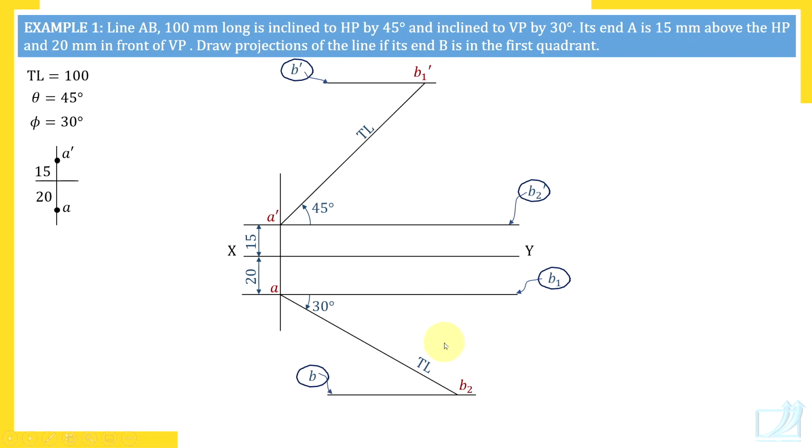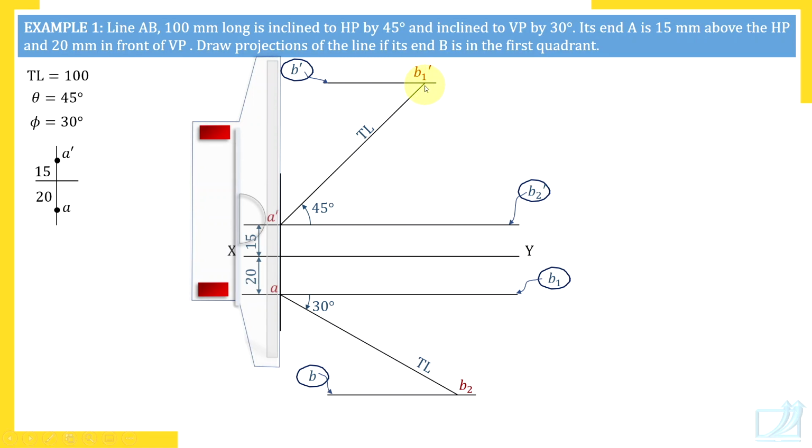Also, we should draw vertical lines through labeled points. Through A dash, a vertical line is already there. Now through B1 dash, a vertical line. But which other point is on this vertical line? Of course, two views of a point lie on the same projector. So if it is B1 dash, then on this vertical line there will be B1, the top view of the same point. So through B1 dash, I am going to draw a vertical line.